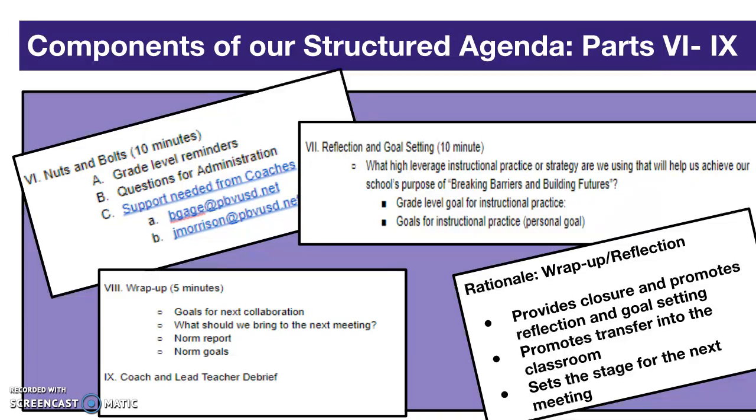And then they set a personal goal for instructional practice, something that they really want to work on for the week. The last piece is a wrap up. They talk about goals for the next collaboration and look at what they should bring to the next meeting and reflect on the norm that they selected to focus on.